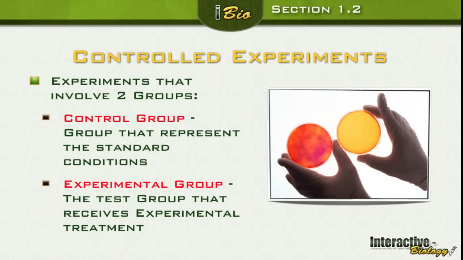So what's the first group? Control group. Let's try this again. What's the first group? Control group. And what's the second group? Experimental group. The control group represents the standard conditions, and the experimental group is the one that we're actually testing. So we have two groups so that we can compare the experimental group to the control group.